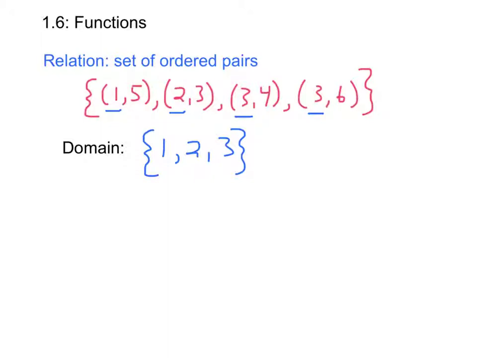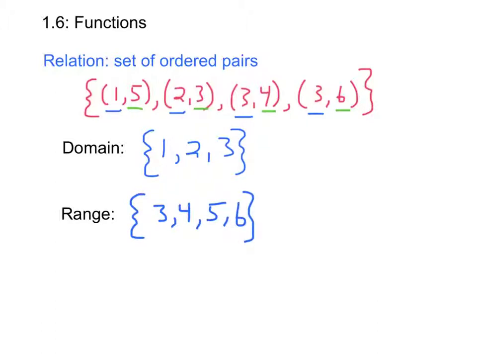Similarly, the range of a relation is the set of all the y coordinates. So the y coordinates are 5, 3, 4, and 6. When we write a set down, the order doesn't really matter, but I'm going to still put them in ascending order just so it's fairly organized. So I'll put the 3 first, then the 4, then the 5, then the 6.